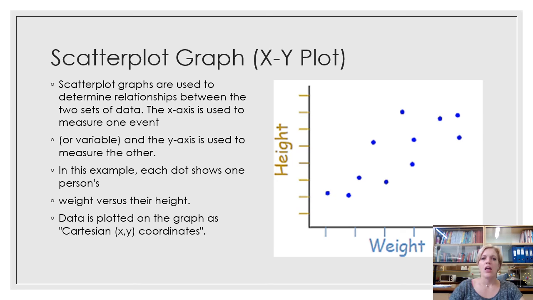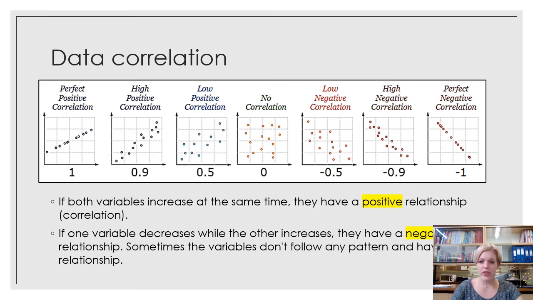Okay. So the x-axis is used to measure one event or variable, and the y-axis is used to measure another. In this example, each dot shows one person's weight versus their height. Data is plotted on a graph. I'm sure you've recognized the y and the x coordinates. You guys do this in maths. This should be super easy. But once again, I'm not going to expect you to draw this, but you need to know that it exists. So please, if you're getting stuck, drop me a message and I'll help you out.